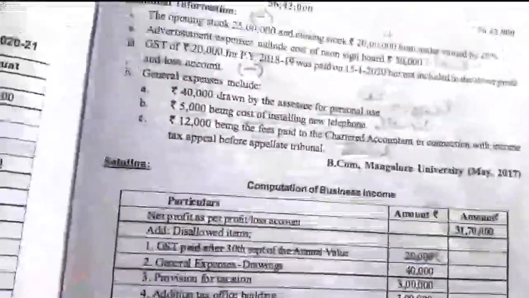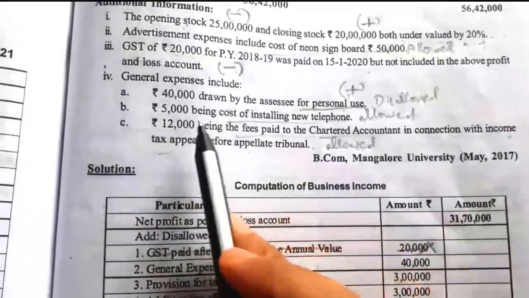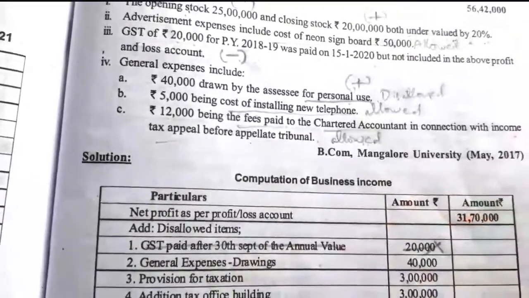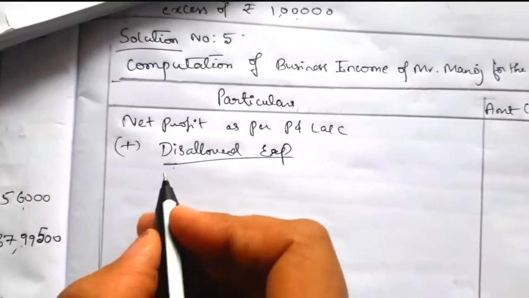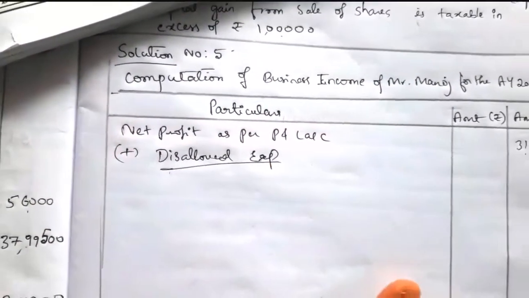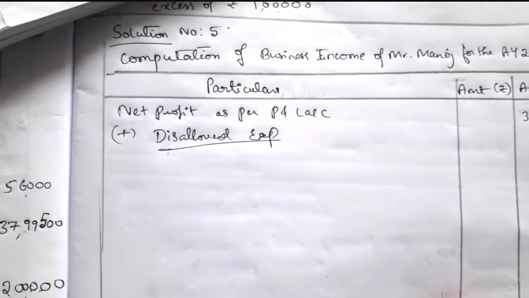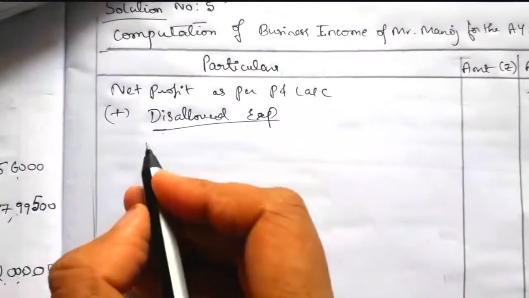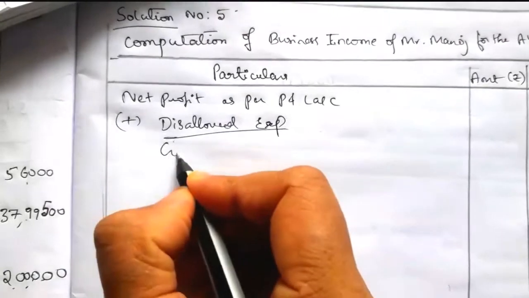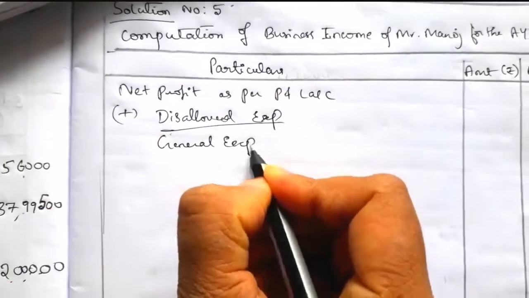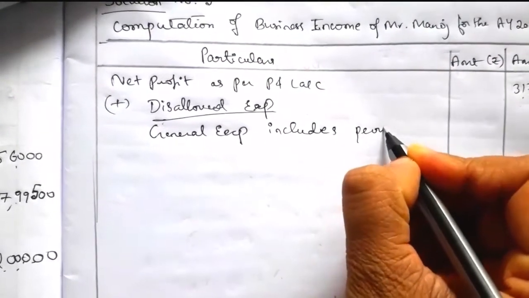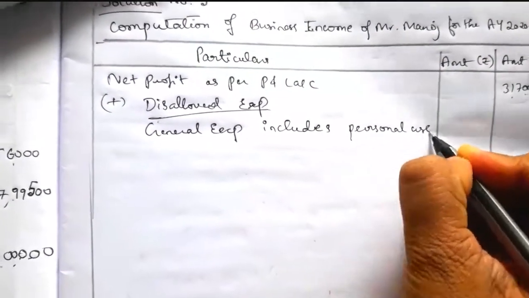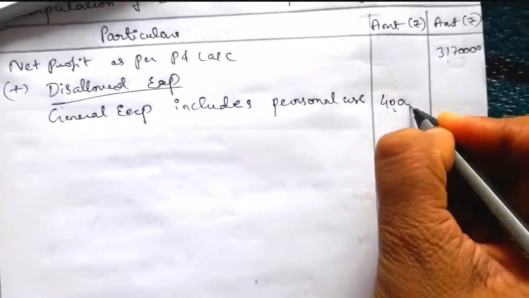See here, general expenses include 40,000 drawn by the proprietor for personal use. So general expenses of rupees 40,000 drawn for personal use is a disallowed expense. When a disallowed expense is included in the general expenses, we have to cancel it, so we have to add it to the net profit under disallowed expenses. So write general expenses include drawings, personal use. Personal use is disallowed. What is the amount of personal use? They have given 40,000. 40,000 is disallowed.